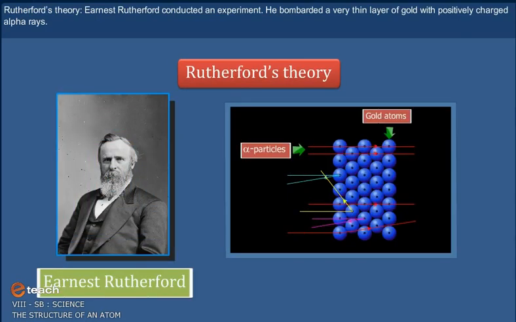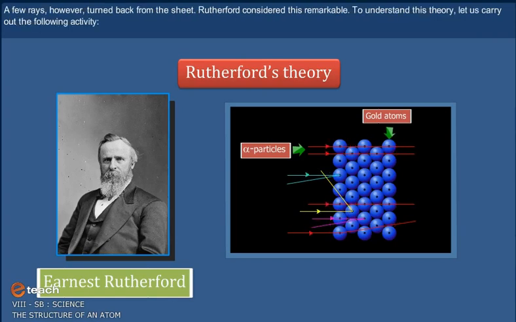Rutherford's theory. Ernest Rutherford conducted an experiment. He bombarded a very thin layer of gold with positively charged alpha rays. He found that most of these rays, which travel at a great velocity, pass through the gold sheet without encountering any obstacles. A few rays, however, turn back from the sheet. Rutherford considered this remarkable. To understand this theory, let us carry out the following activity.